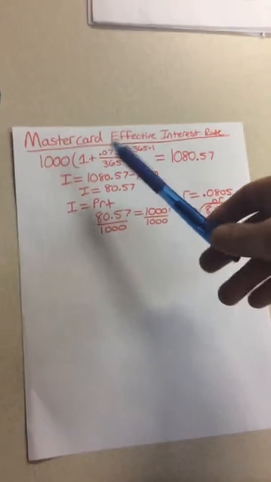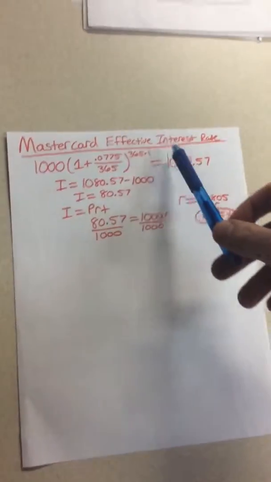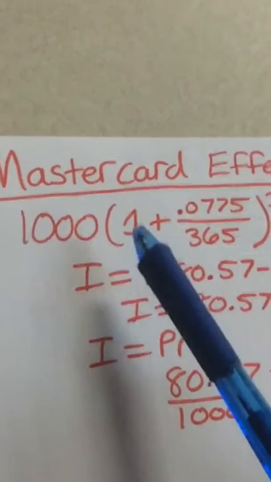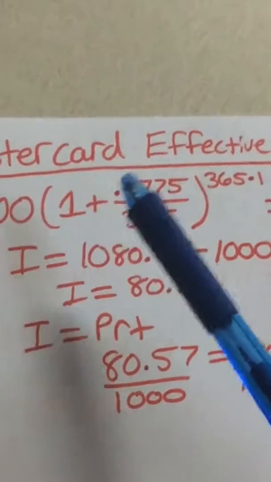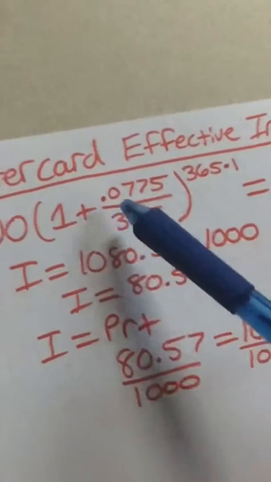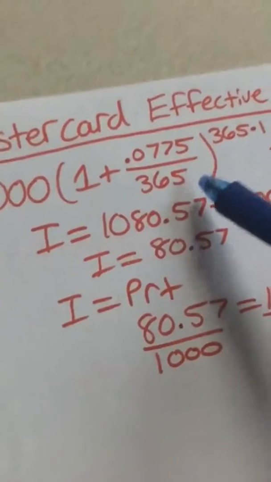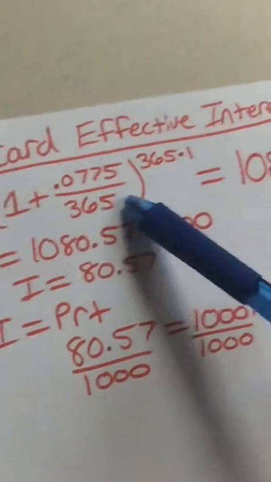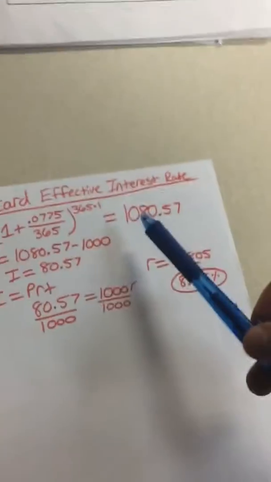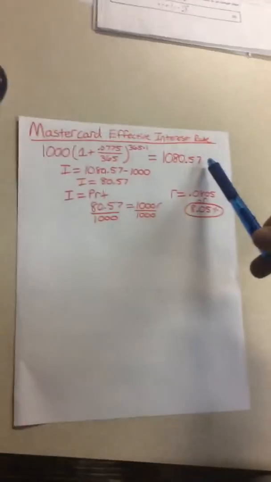And finally, our third and final card is the MasterCard, and we found the effective interest rate for it. So we plugged in the formula again of A equals P times (1 plus R over N) to the NT. Plugged in 1,000 as our principal times 1 plus 0.0775 as our rate over 365 times a year, raised to the 365 times a year times 1 year. And that gave us 1,080.57.